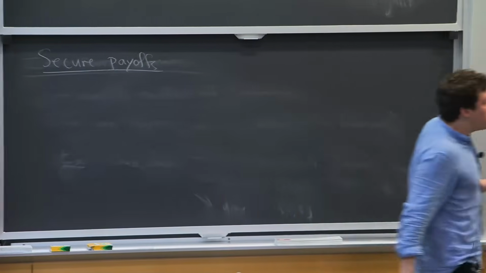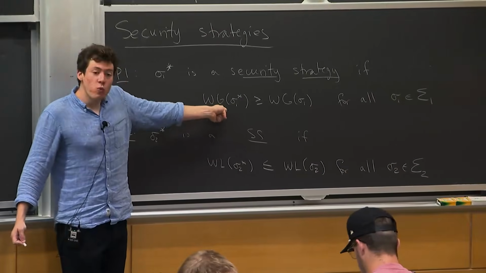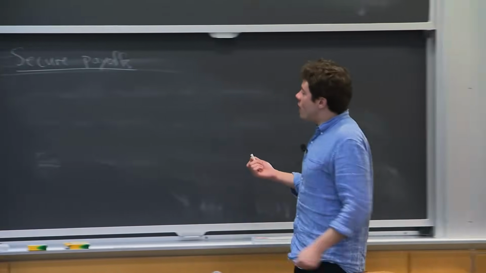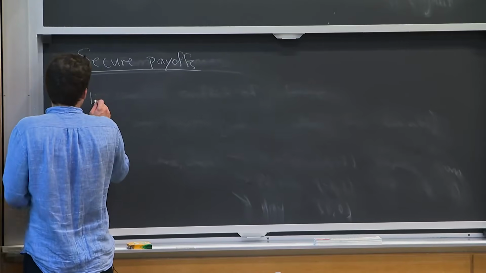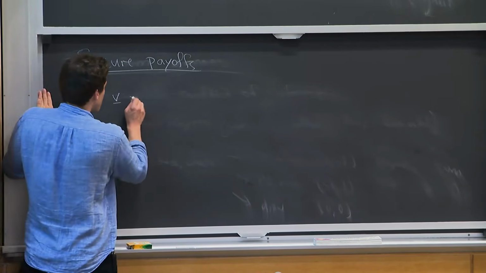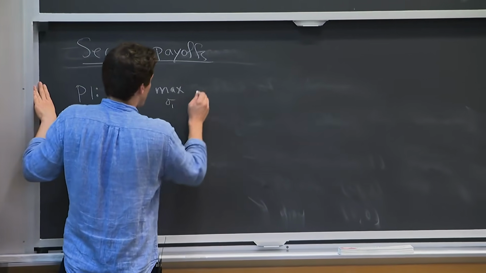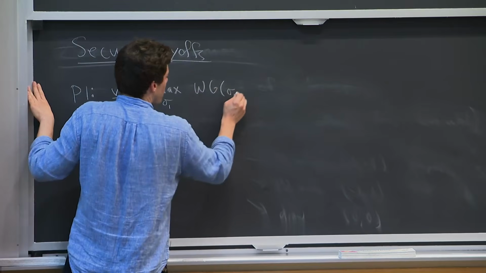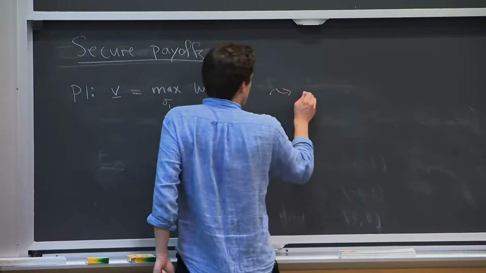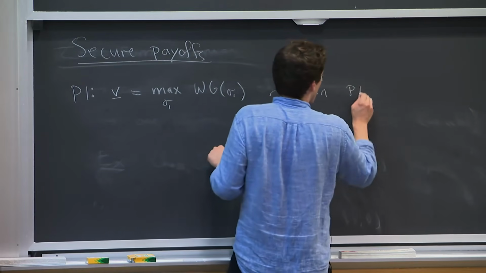And what we want to give a name to is, what is this best worst case gain for player 1? So for player 1, let's look at this quantity. It's often helpful. We'll call it V lower bar, for reasons that will become clear, is the max over sigma 1 of WG of sigma 1. So we think of this as the gain, the best gain that player 1 can secure.